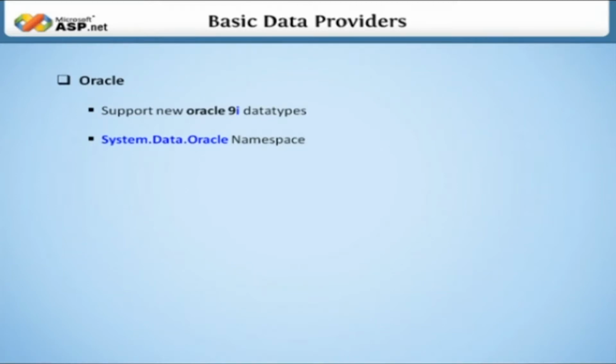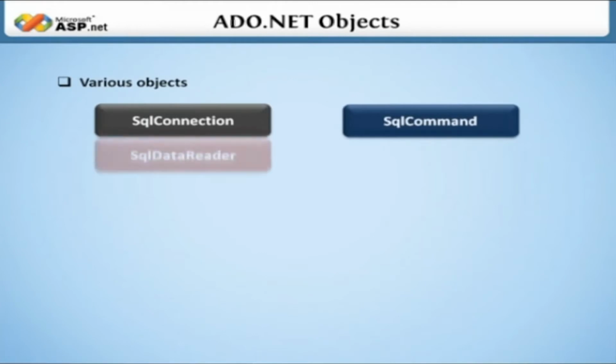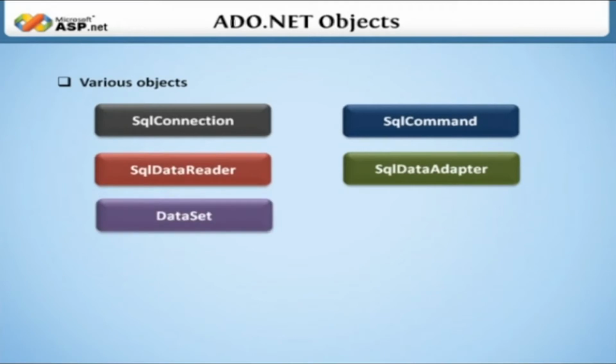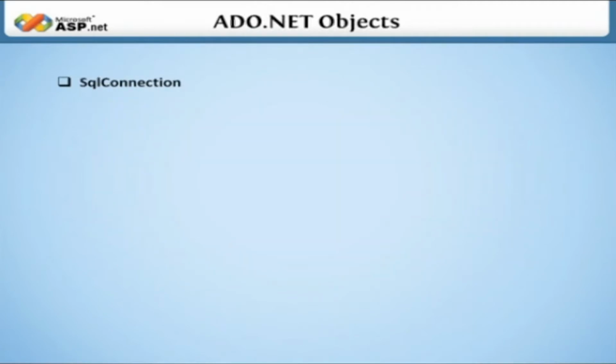Now, in the next lesson, we'll talk about various objects available in ADO.NET. ADO.NET Objects. ADO.NET includes many objects which can be used to work with the data. Various objects are available in ADO.NET, and they are SQLConnection, SQLCommand, SQLDataReader, SQLDataAdapter, DataSet, and DataTable and DataView objects. Let's get started with SQLConnection.